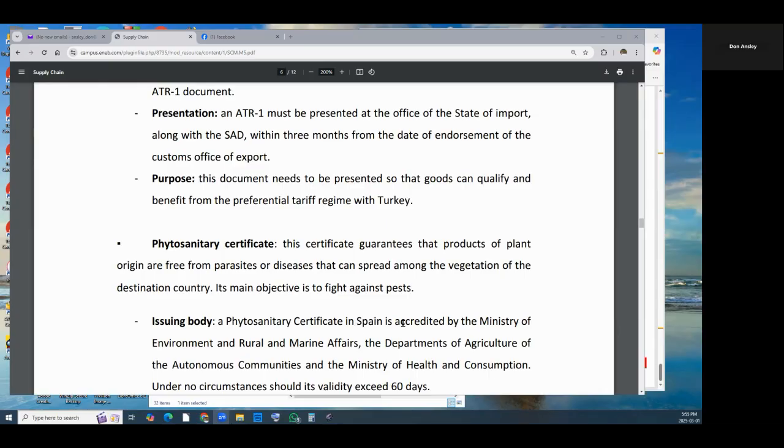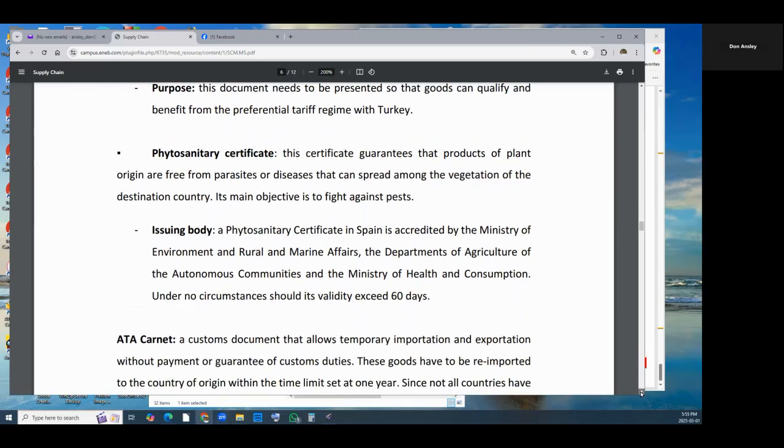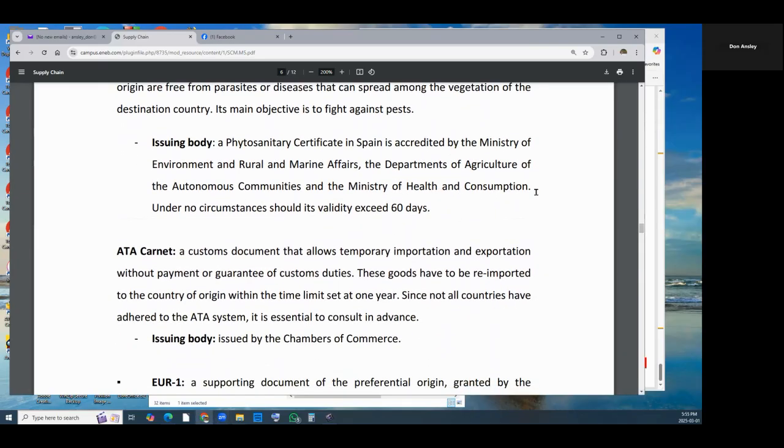Issuing body. A phytosanitary certificate in Spain is accredited by the Ministry of the Environment and Rural and Marine Affairs, the Department of Agriculture, and the Autonomous Communities, and the Ministry of Health and Consumption. Under no circumstances should its validity exceed 60 days.